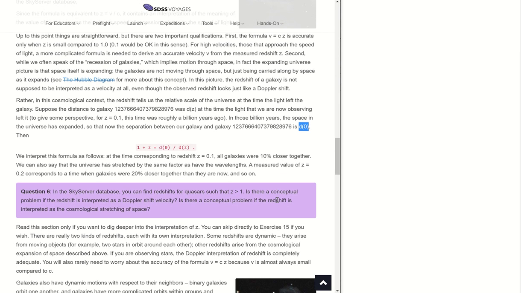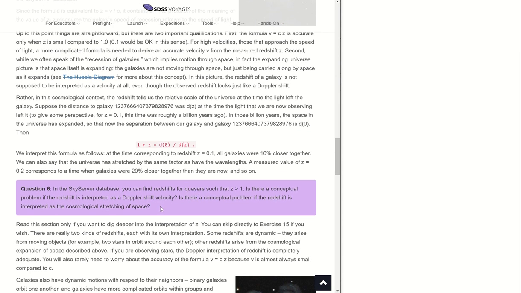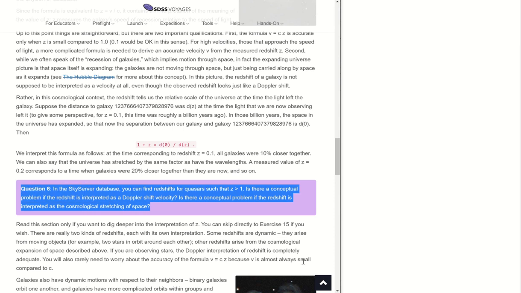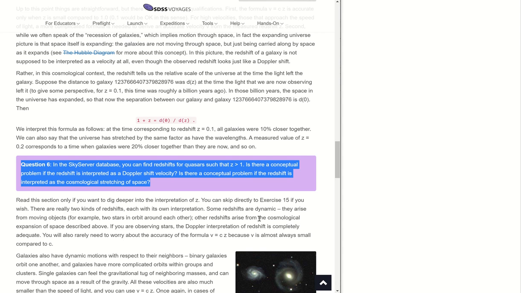So question 6: in the SkyServer database, you can find redshifts of quasars, I'll get into what a quasar is in a second, such that z is greater than 1. Is there a conceptual problem? I don't know.